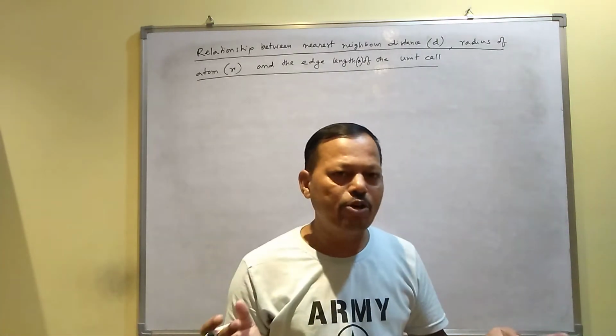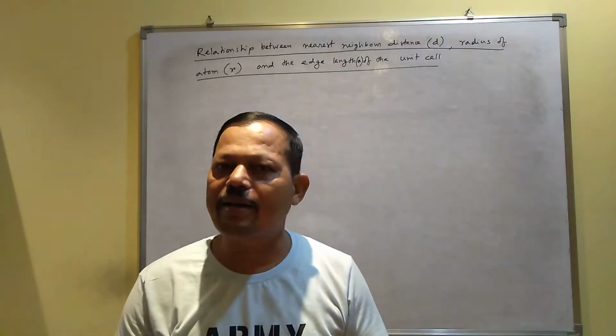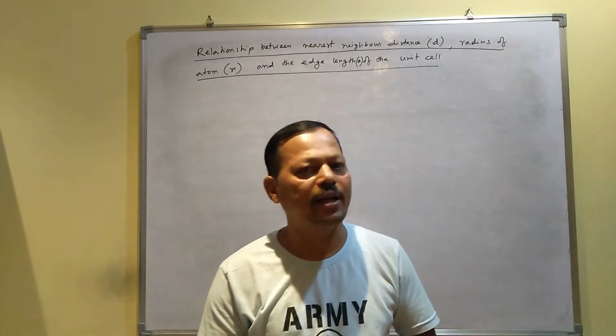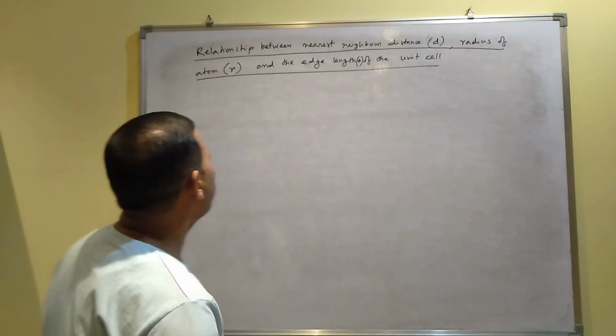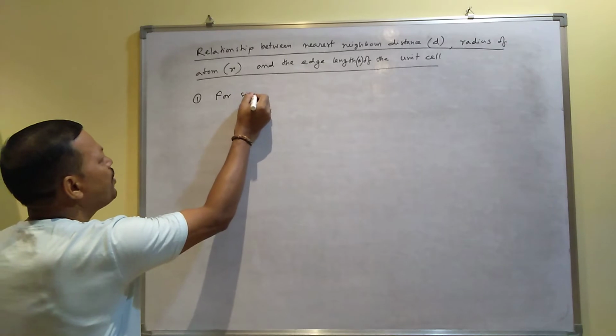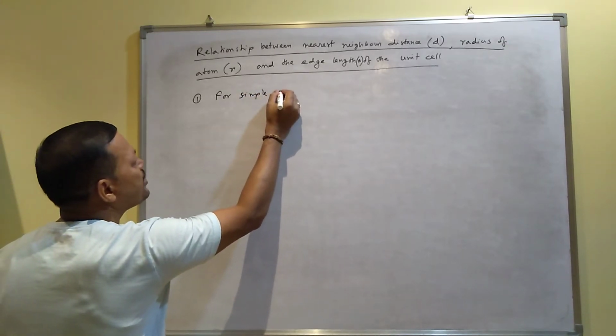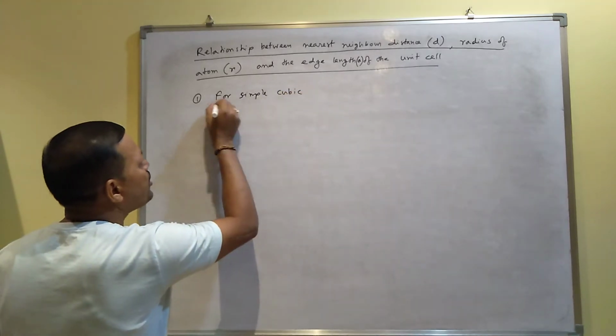If it is simple cubic, you will get one relation. If it is face centered, you will get another relation, and if it is body centered, you will get another relation. So first, for number one, we will determine for simple cubic, I mean primitive unit cell.